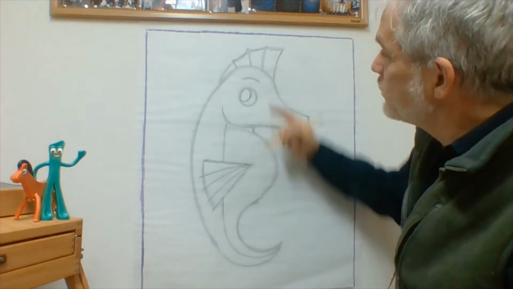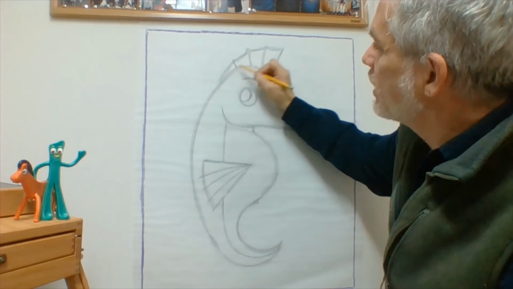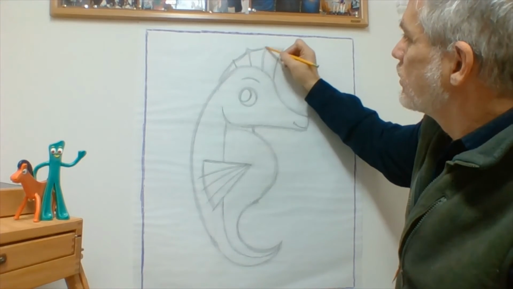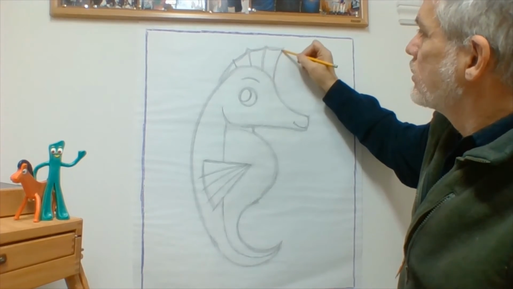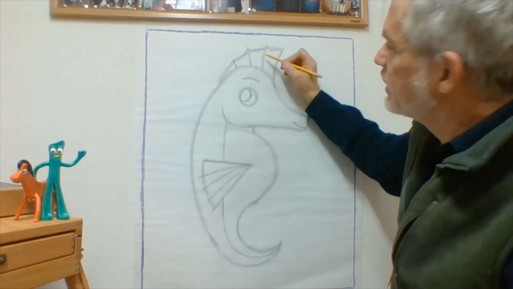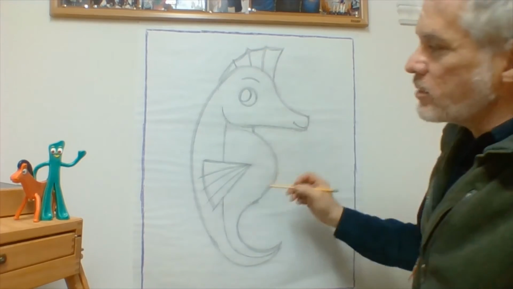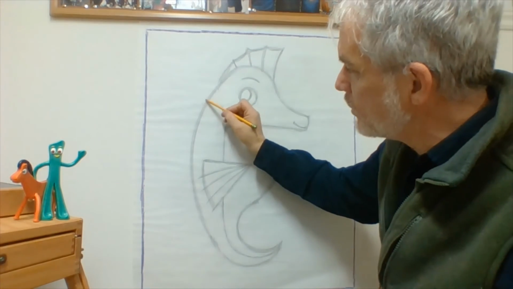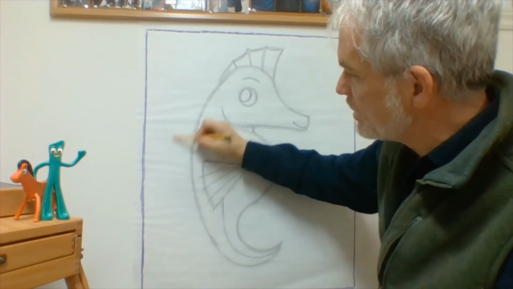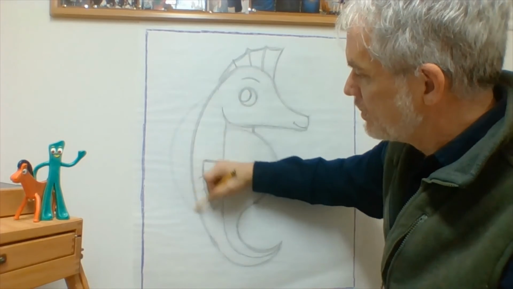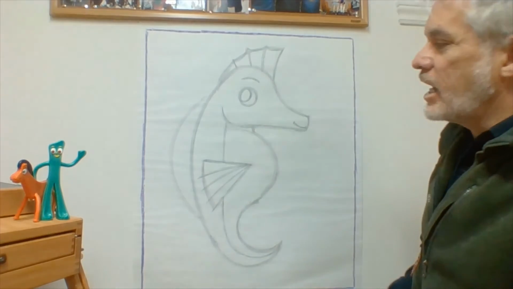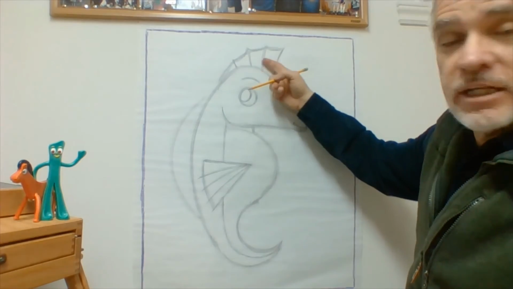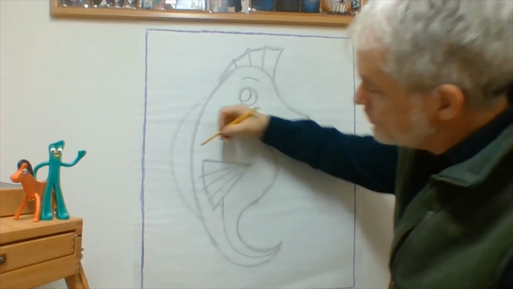And the last thing I'm going to do, I like the way these little frills on top of his head look. So I'm going to do the same thing on the back. I'm going to make another curve just like this. And I'm going to draw a few more lines just like I did on the top of his head and just like I did with his fin.